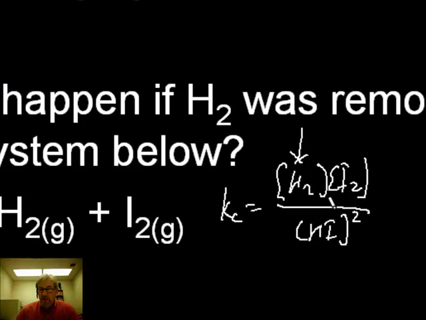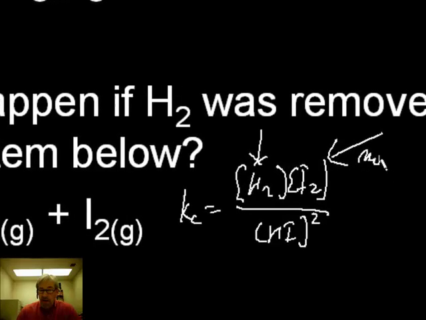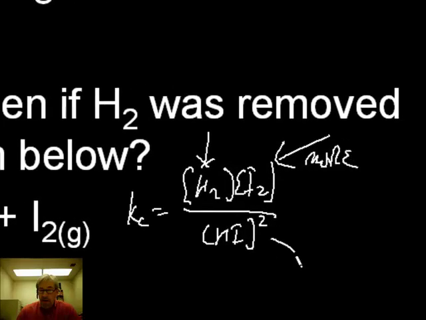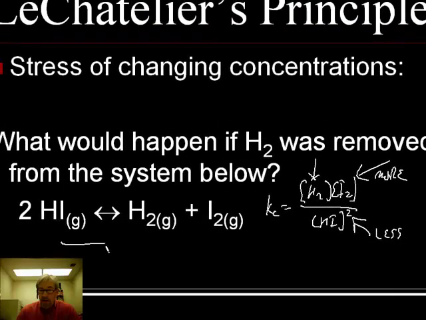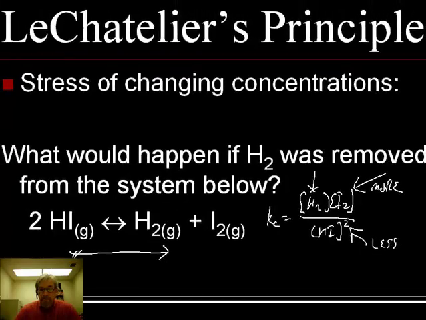How do you get the Q value back up to Kc? Well, you're going to have to make the numerator bigger by making more product, and you're going to have to make the denominator smaller by making less reactant. So just like we saw in the last example, this is going to predict a reaction shift to the right. So we could summarize this by saying adding reactant or removing product causes the reaction to shift to the right.